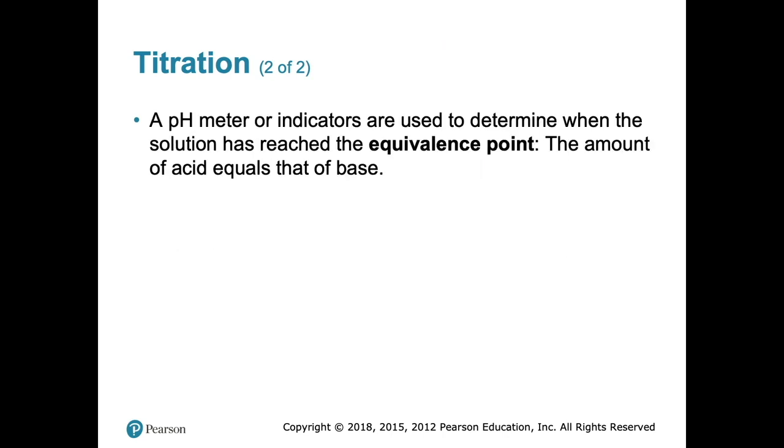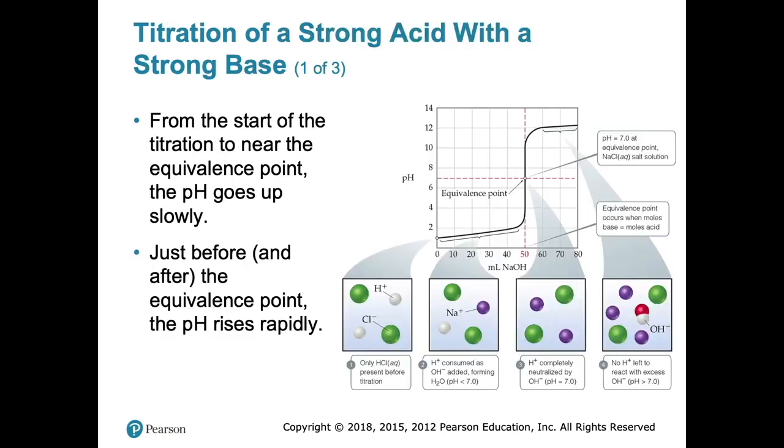So a pH meter or indicators are used to determine when the solution has reached the equivalence point, the point where the amount of acid equals that of the base, right? And that's that point you saw when it was turning slightly pink. When it goes too pink, then you've gone past the equivalence point. So what happens when you titrate a strong acid with a strong base, which is basically what you did in the last experiment, right? It starts out really low over here, right? So we have pH on the y-axis, and we have mL of sodium hydroxide on the x-axis, right?